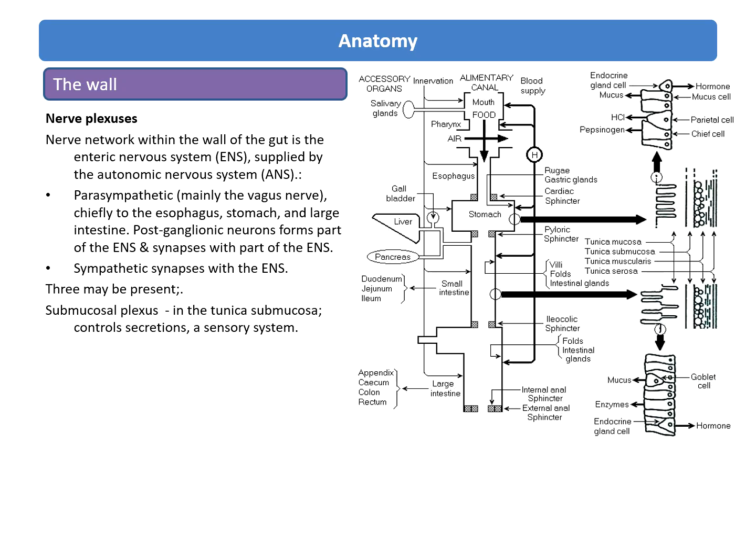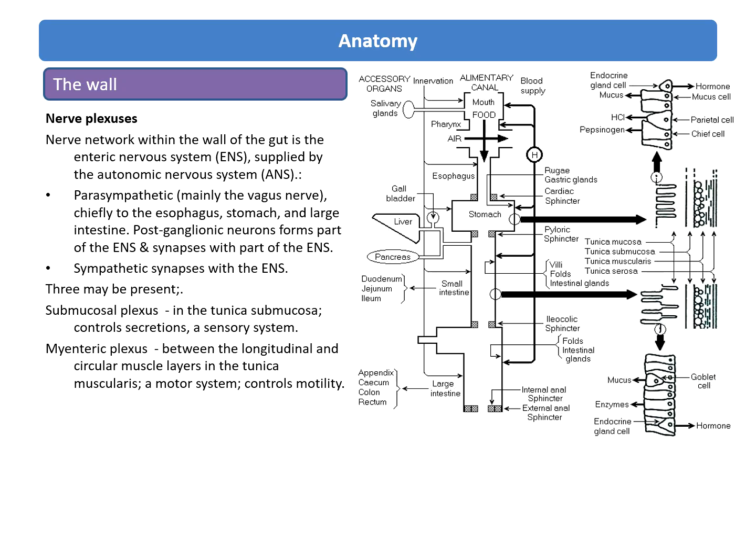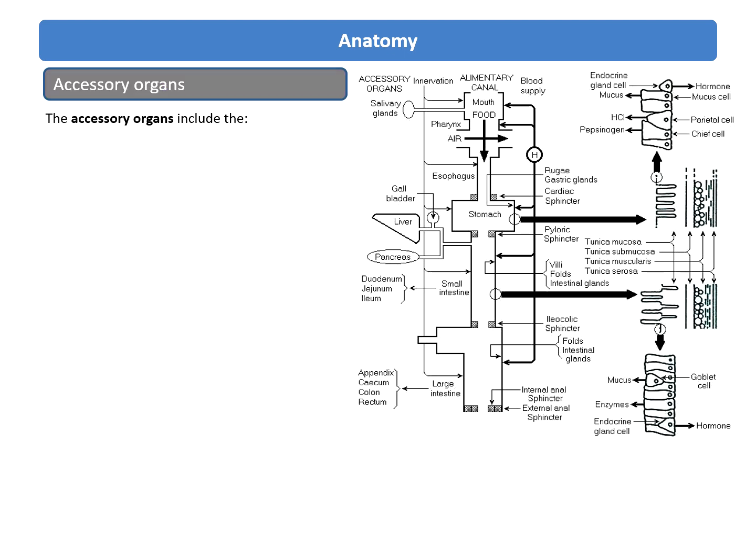Submucosal plexus is in the tunica mucosa. This plays a role in controlling secretions. It also has an important sensory component. The myenteric plexus is found between the longitudinal and circular layers of the muscle in the tunica muscularis. It's a motor controller, mainly controls motility. Subserous plexus is between the serous membrane, and some consider it not to exist.